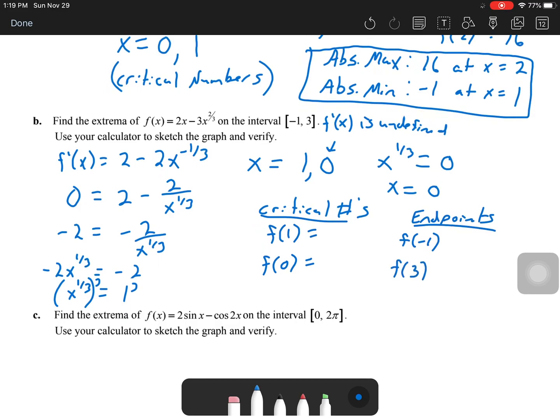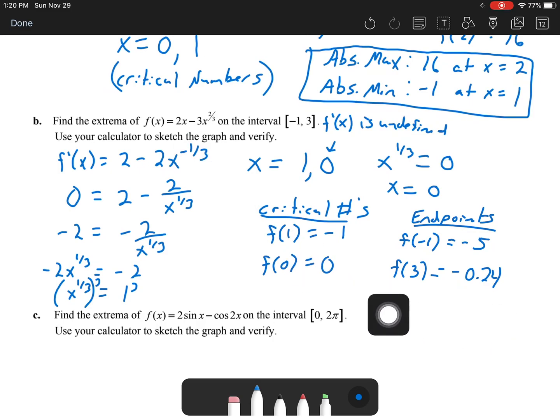Okay, so we'll plug all of those into our function, and we'll see if we plug in f of 1, we get negative 1 for that. If we do f of 0, we get 0. If we do f of negative 1, we actually get negative 5 for that. And then f of 3 comes out to a decimal number. It's negative 0.24. And that one you just have to type into your calculator to determine that.